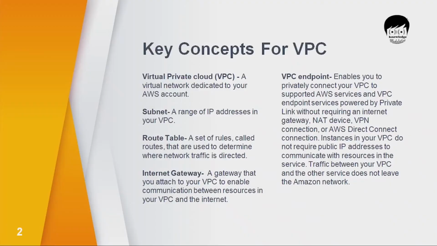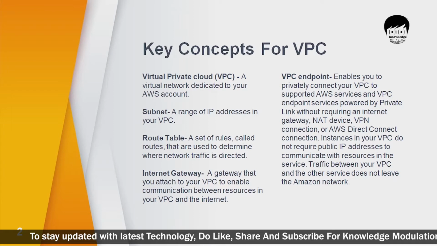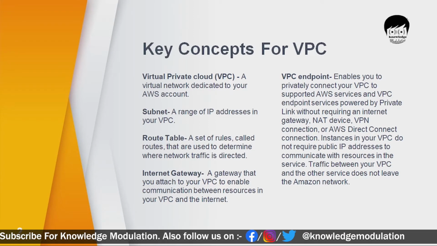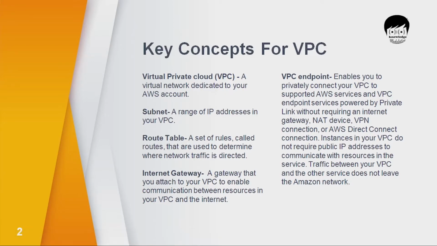So first we will discuss what the key concepts for VPC are. The first one is Virtual Private Cloud, VPC: a virtual network dedicated to your AWS account. You can say that it is your data center which resides on the cloud. The second point is subnets, a range of IP addresses in your VPC. If you want to create your VPC, you have to take care of network infrastructure also. So for that purpose, the IP range, that is the subnet, is the most important thing.